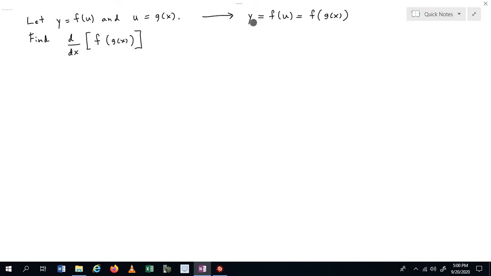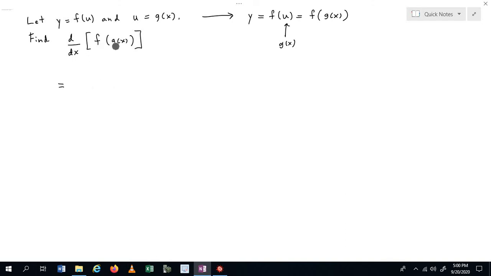Now if you think about it, y is equal to a function of u, and if u is a function of x, g of x, then you can replace this u with g of x because they're equal. U is equal to g of x. And so that means y is equal to f composed with g of x, or f evaluated at g of x. Let's say we want to find the derivative of this composition of these two functions, f composed with g.